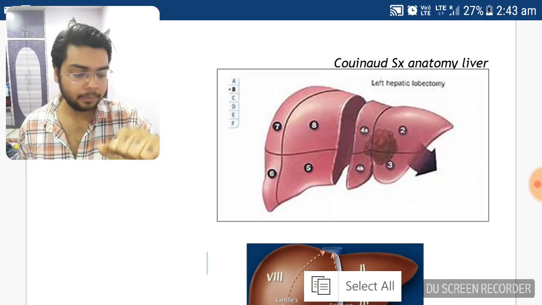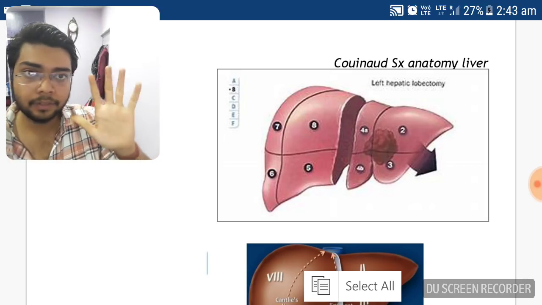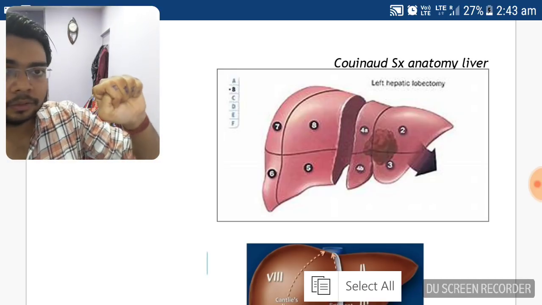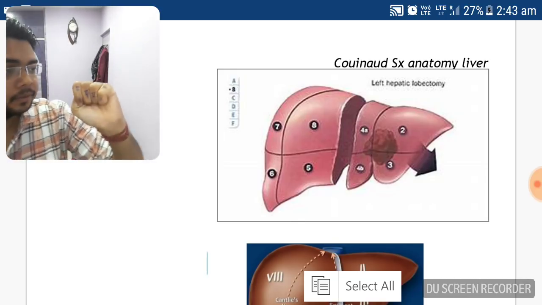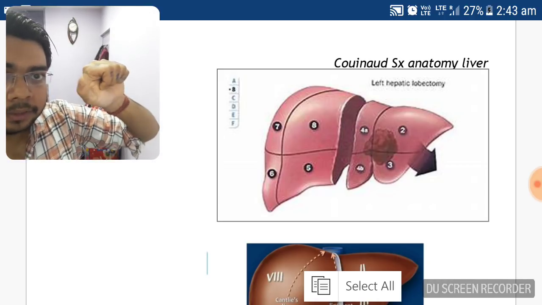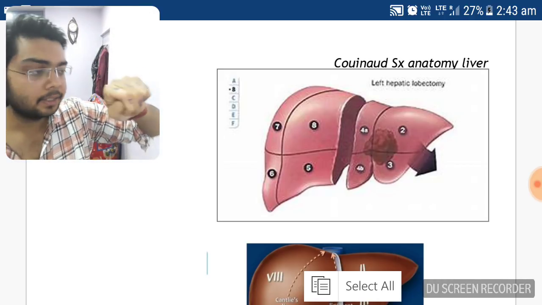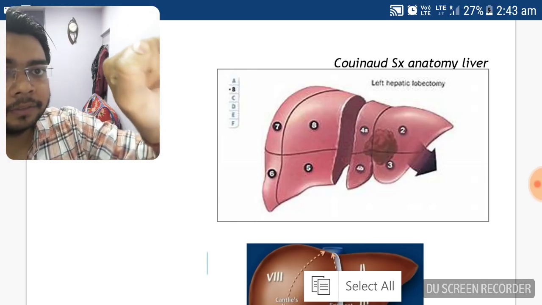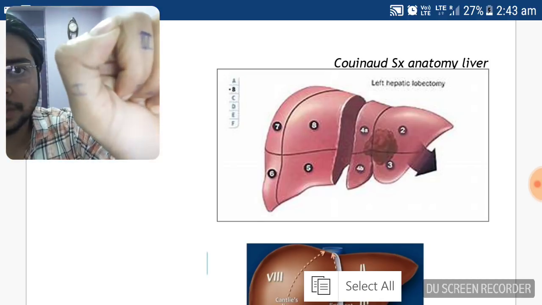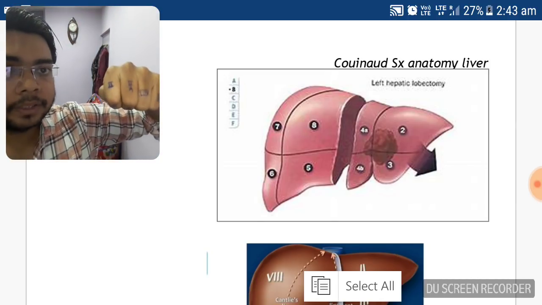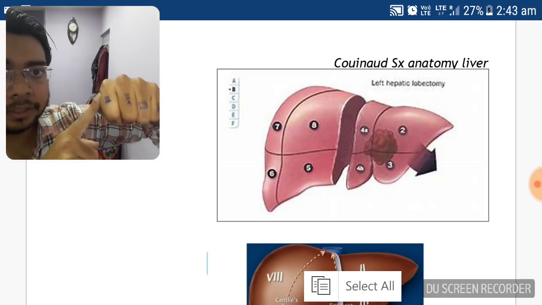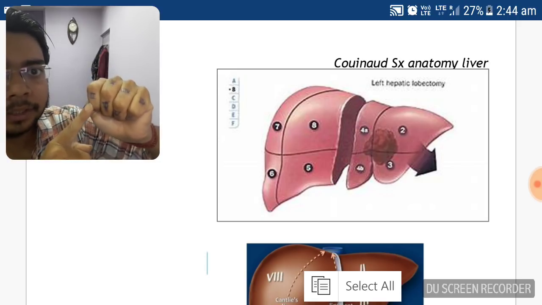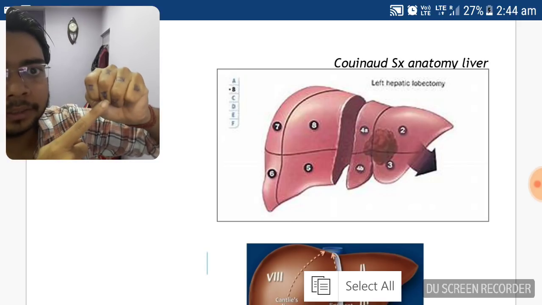I'll make you understand with an easy trick. If this is your right hand, make a fist like this, so the thumb will go inside. This thumb is your caudate lobe, which is hidden inside. So the caudate lobe is 1. Now the second lobe is your index finger, the proximal phalanx. This is the third, and this is 4A and this is 4B.